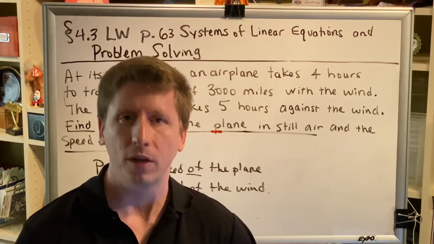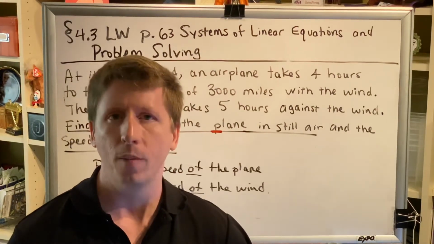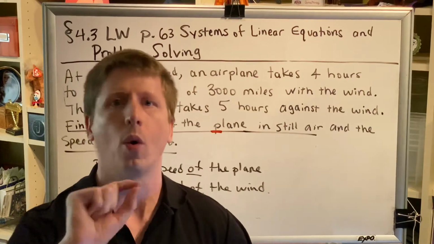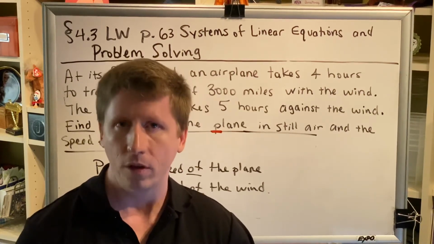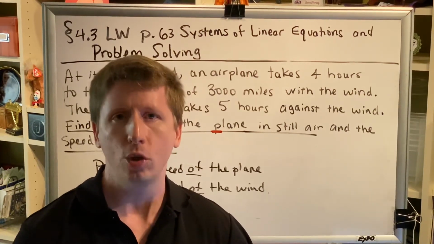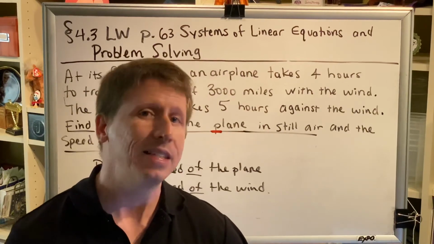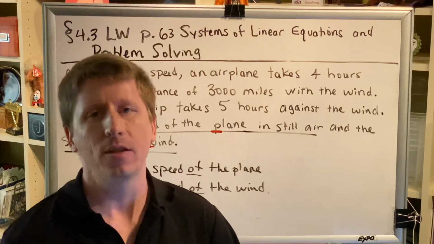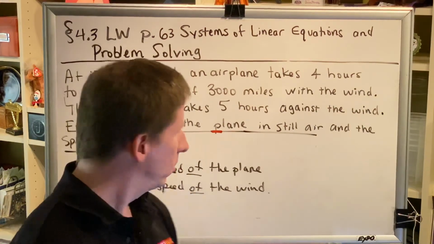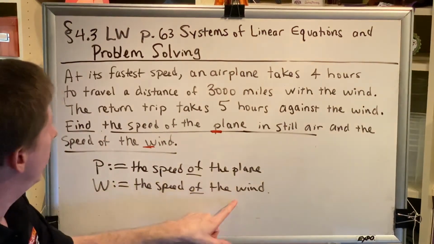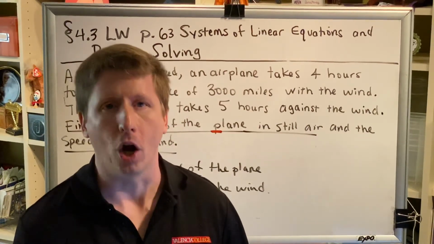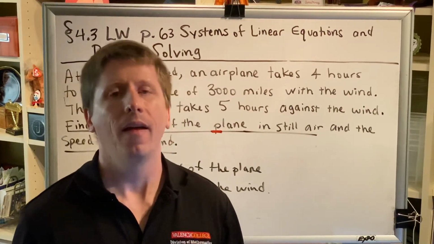So let's just briefly summarize. When you define your variables, your definition must always include the word of or the word number or both, and the variables that you choose should be very intelligently selected so that they represent the quantities from the problem, right? For example, P for plane, W for wind, D for dog, B for burger, S for small, L for large.